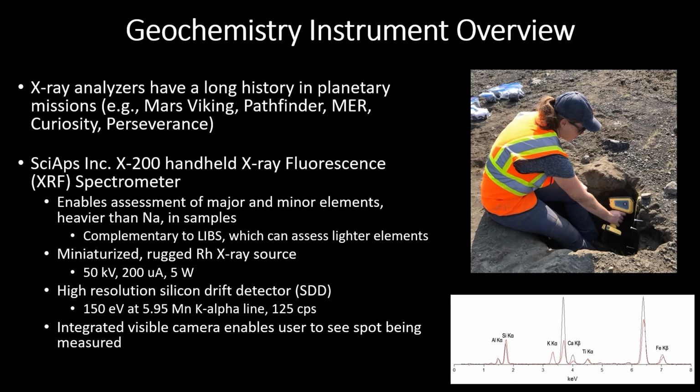This instrument features a miniaturized X-ray source and a high-resolution silicon drift detector, and like the LIBS, it also has an integrated visible camera, so you can see the spot that's being measured.